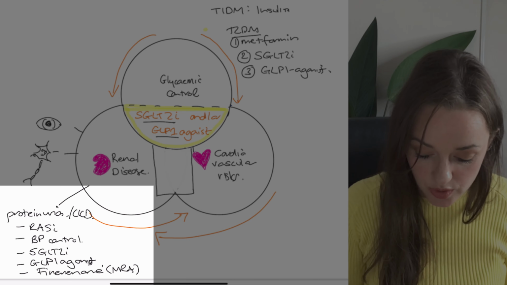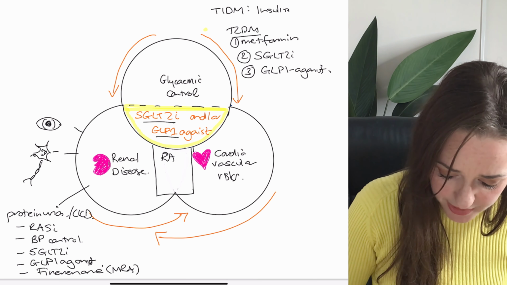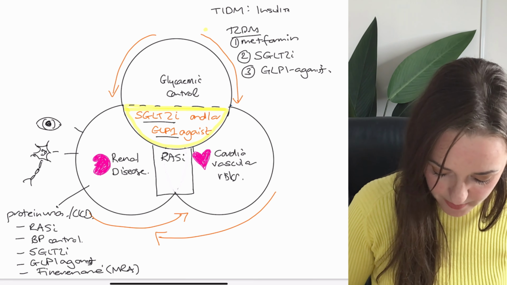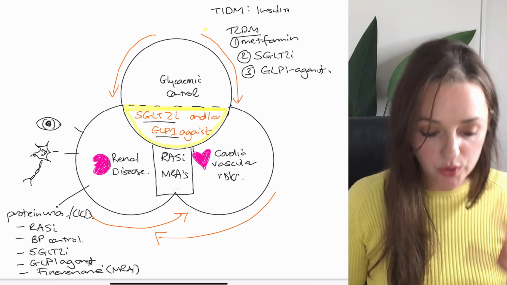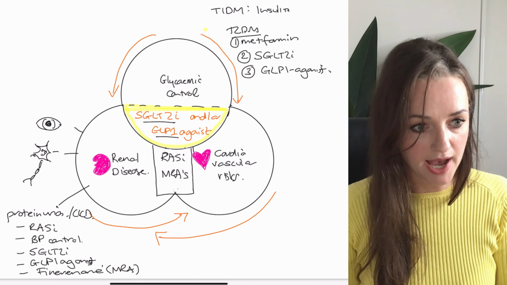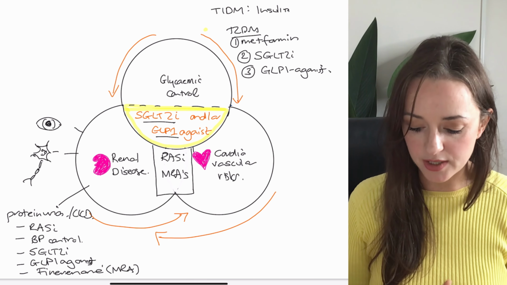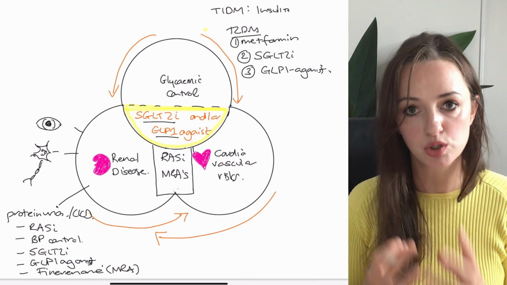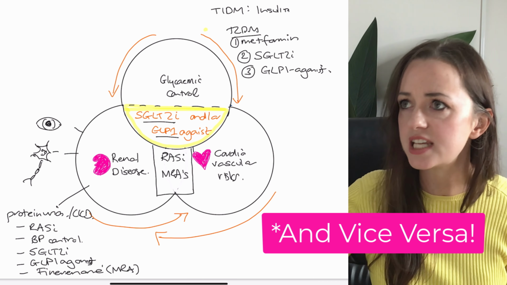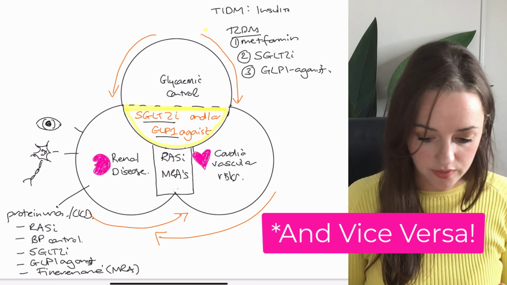So the SGLT2 inhibitors and the GLP-1 agonists have already made it onto this diagram. But now we can add in RAS inhibitors and the MRAs, right? And we know that they have an impact in terms of protecting the kidney, but they also have an impact when it comes to cardiovascular risk reduction, because that's what the trial showed. When they looked at the kidney, they always just take into consideration how the heart felt about everything. And so there we go.